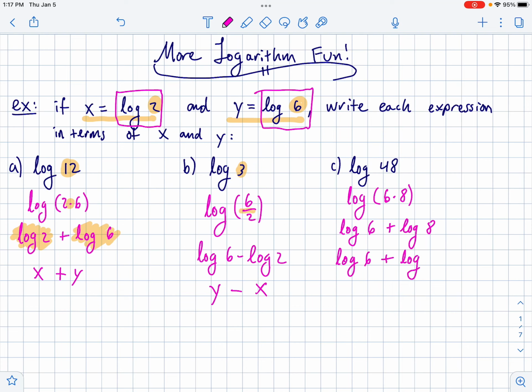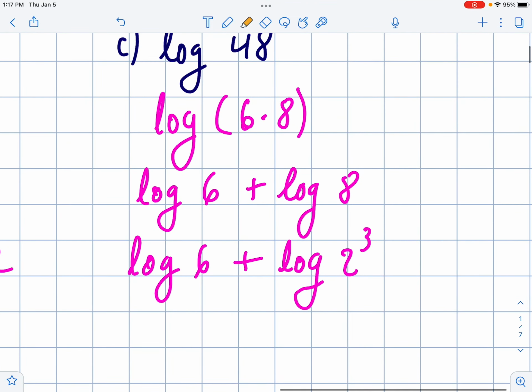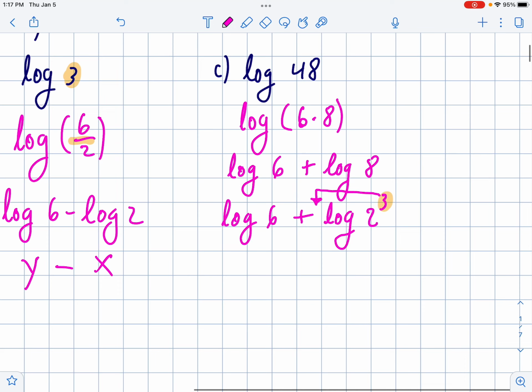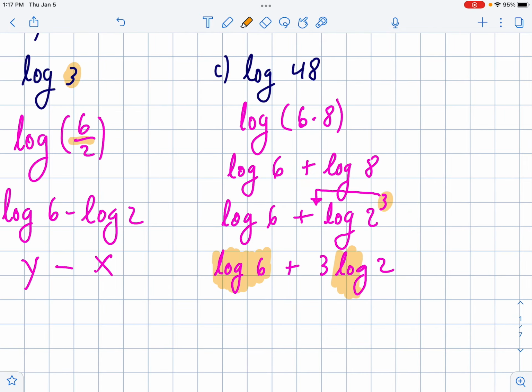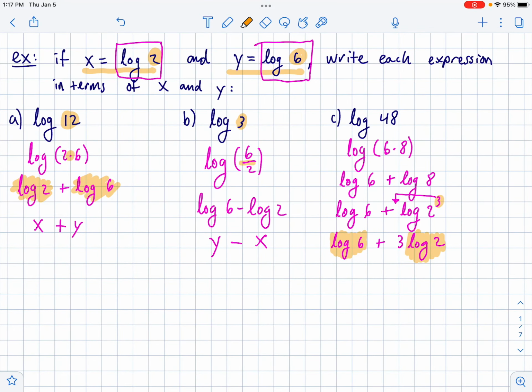You can rewrite this as 2 cubed. Then there's that property of logs where a power on an argument can go out in front and become a multiplier. So this becomes log 6 plus 3 log 2. Then the log 6 is y and the log 2 is x. So our final answer here is going to be y plus 3x. And that's that.